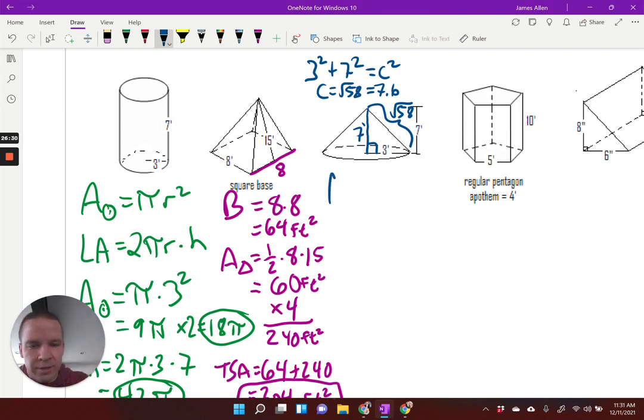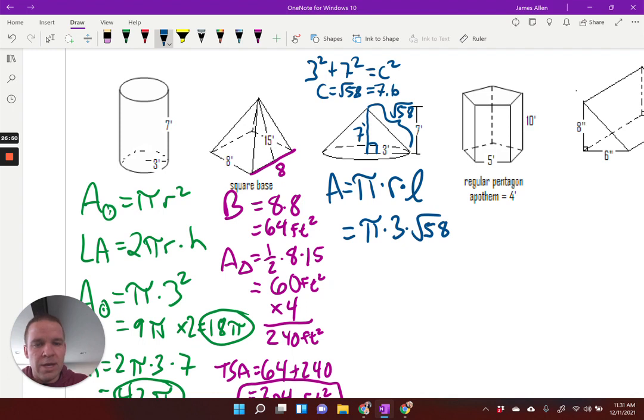The area formula here is pi times my radius times my slant height. That's the L there, the cursive L. So once you have that information, it's actually a pretty easy formula to plug things into. So pi times my radius of 3 times the square root of 58. That was not going to be very nice for an exact answer. I mean, you have to leave it like that to be exact.